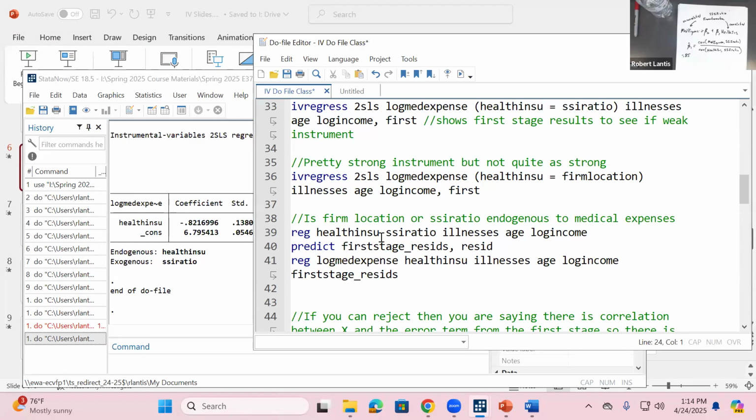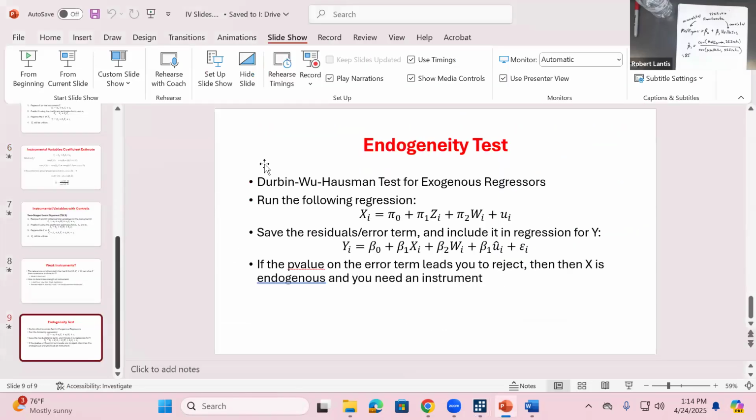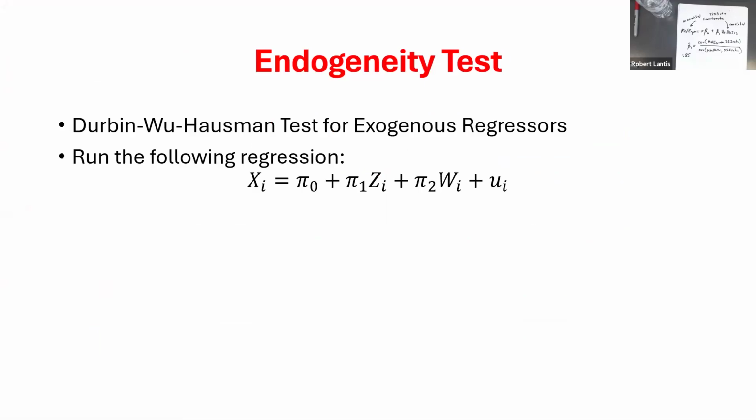Firm location. Oh, we haven't talked about this yet, so we're going to come back to it. One more test, and then we'll get to maybe some other examples that are a little more interesting.